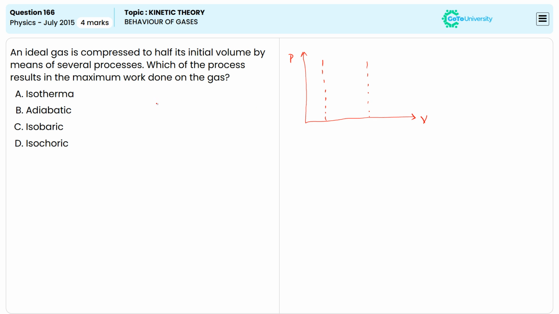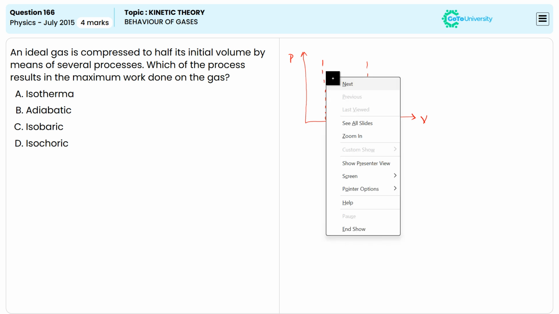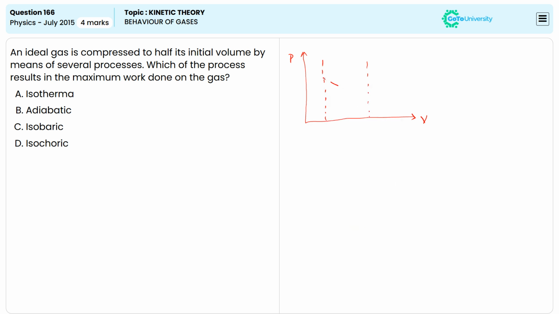Then isothermal means PV to the power of 1 is equal to constant. The curve looks like this. This is the curve for isothermal. And adiabatic, that means PV to the power of gamma is equal to C. This is the curve for the adiabatic process.